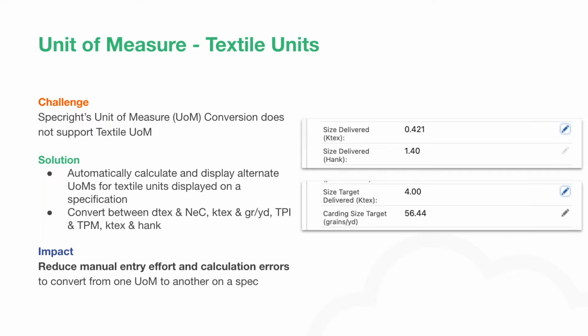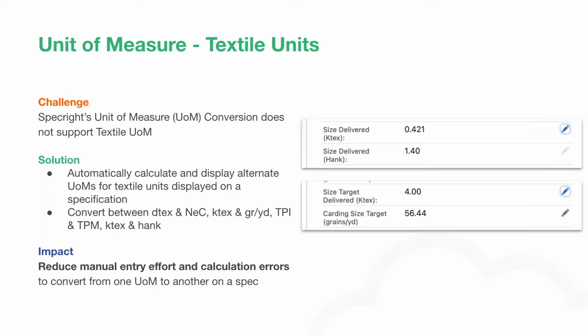The first one is converting between DTEX and NEC. The second one is between KTEX and grains per yard. The third one is TPI and TPM. And the fourth one is converting between KTEX and Hank. So as soon as you edit and save one of the 2 fields, the other one is updated automatically.